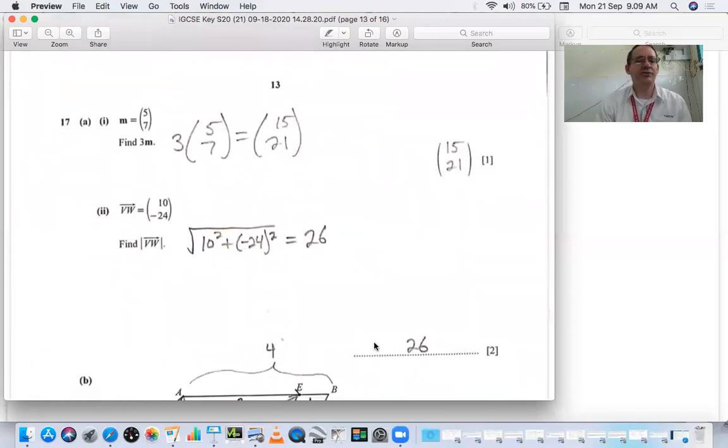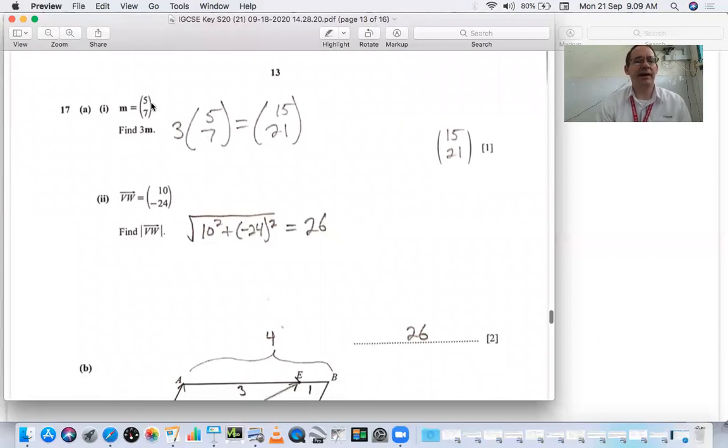Moving on to vectors. Here we have a column vector, 5, 7, and it wants us to multiply it by a scalar of 3. So you just simply multiply 3 into both of the vector components. And so the x component is 15, 3 times 5 is 15, 3 times 7 is 21. That's the y component. So we get a column vector of 15, 21.